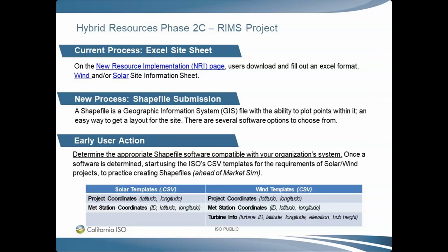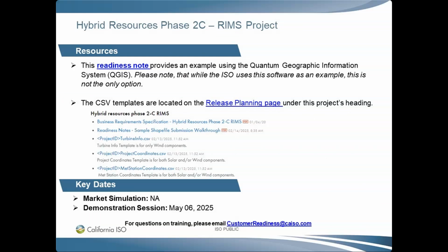And there are a lot of supporting materials that are here on these slides and available on the CAISO.com site, either on release planning or the NRI page. So this is just some guidance here that we've covered and had in the presentation for some time for production readiness. And then on the release planning page, we have a readiness note as well as 3 different templates that apply to this implementation.